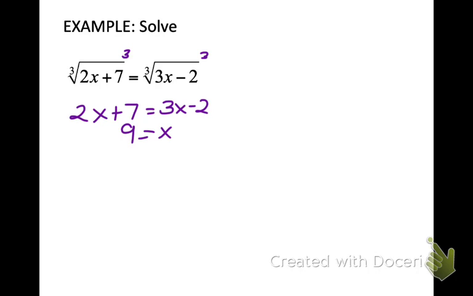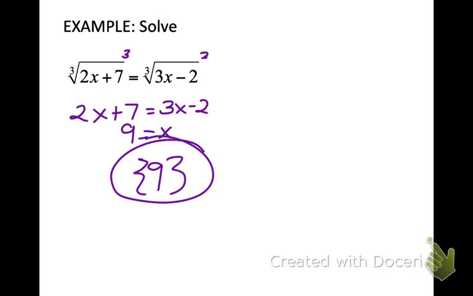When you solve that, check it. 9 times 2 is 18. 18 plus 7 is 25. So I have a cube root of 25 on the left. 3 times 9 is 27, minus 2 is a cube root of 25. So that checks out, so we're good. There's our answer.